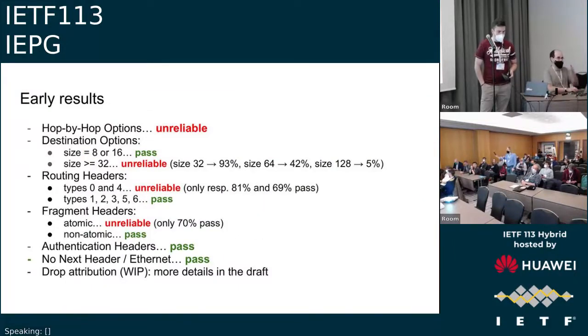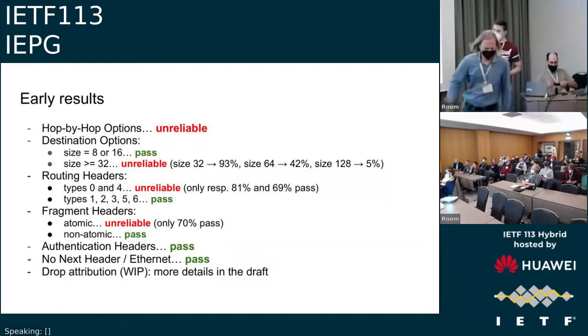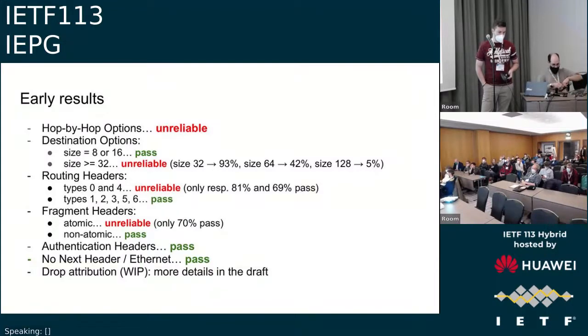So for the results, hop-by-hop options are unreliable, so we agree with the previous presentation. The destination options, obviously, sizes 8 and 16 pass, so they go through, while once you reach 32, they become unreliable. For size 32, 93% goes through, so it's not that bad, but it's still unreliable. Once you come to 64, it's about half of that, 42%, and it goes worse with bigger sizes.